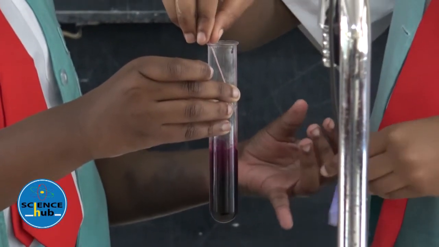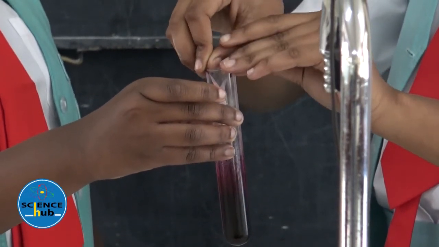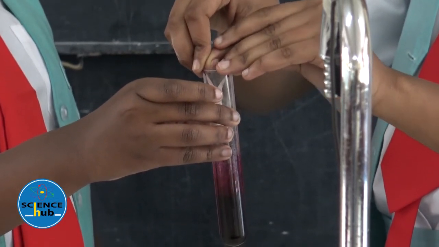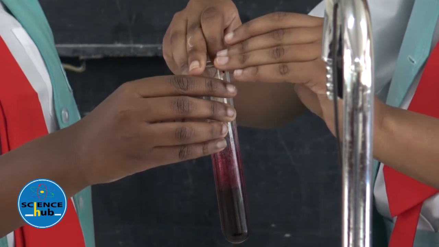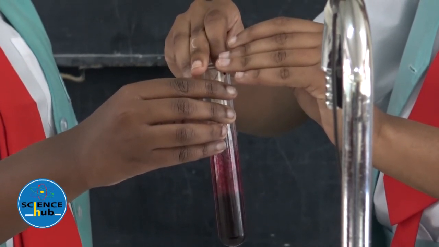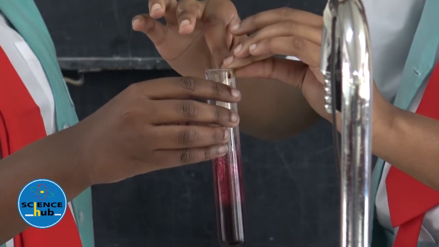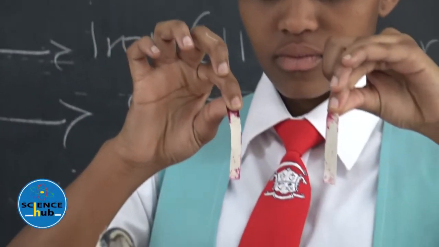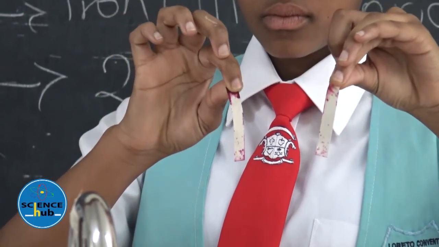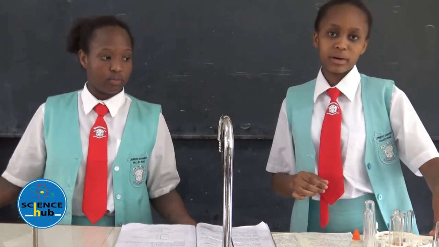She's going to dip the blue litmus paper inside and the red litmus paper. Unfortunately, the red litmus paper has now turned to white. Our blue litmus paper dropped into the test tube, but we observed that it changed to white. So this shows that the litmus paper was bleached by what we had inside here. My fellow colleague will explain more.